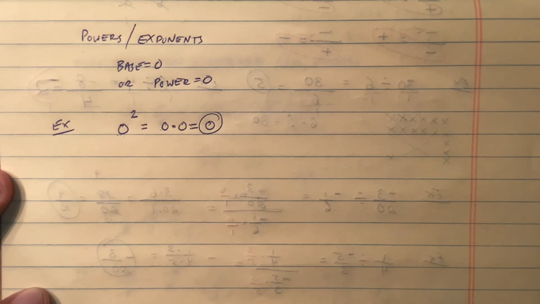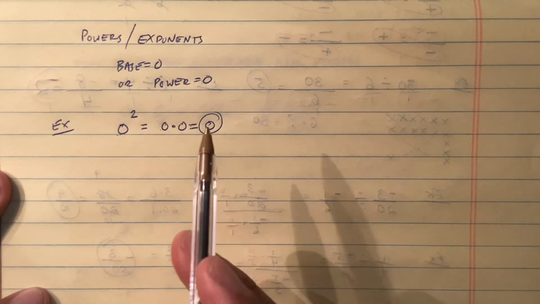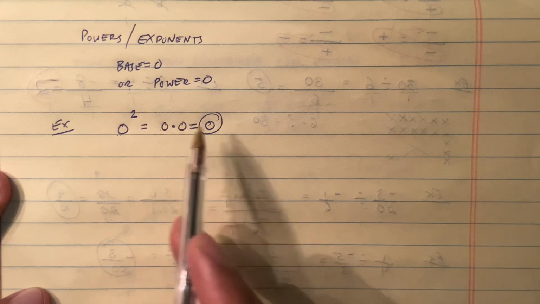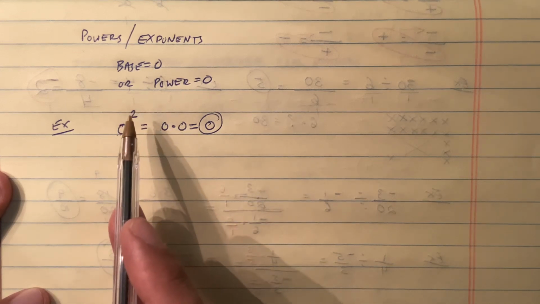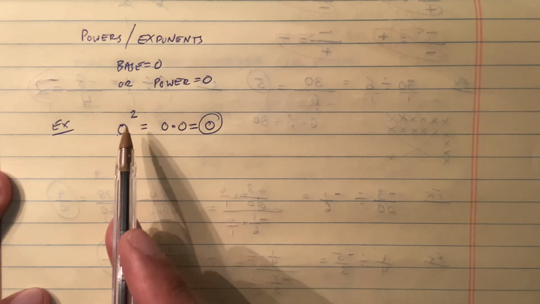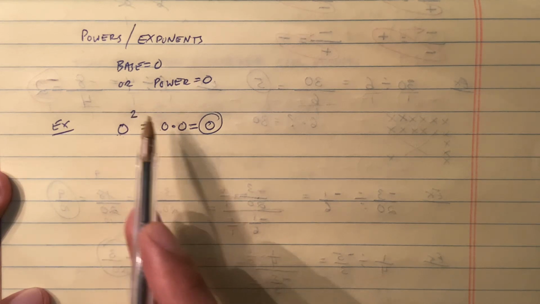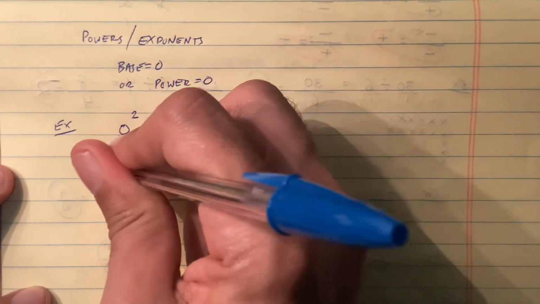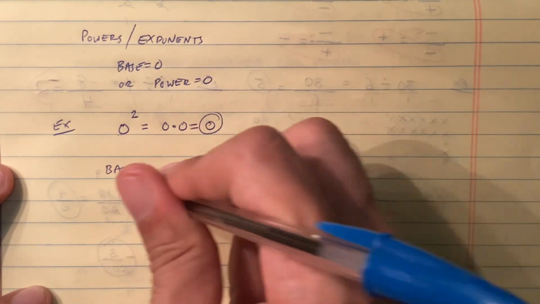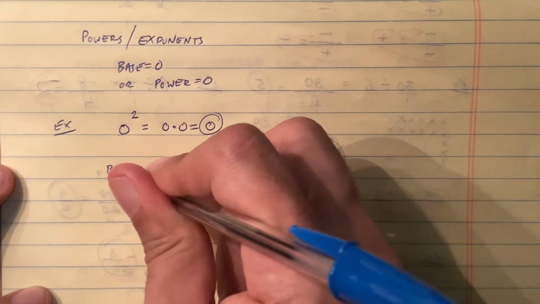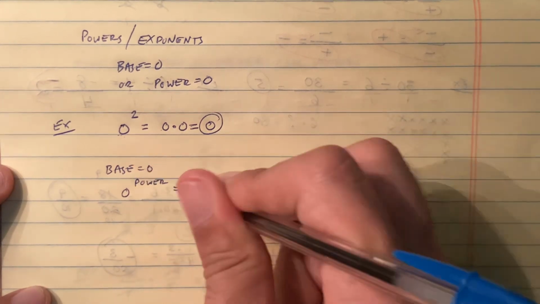And you may realize something. You may realize that 0 times anything is equal to 0. So no matter what number this exponent is equal to, we're going to have 0 times itself that many times, which will always equal 0. So when the base is equal to 0, 0 raised to any power will always be 0.